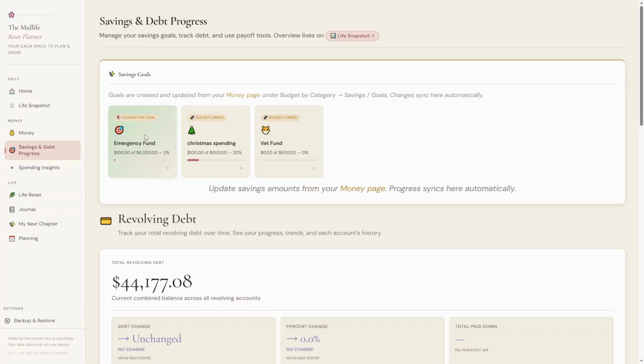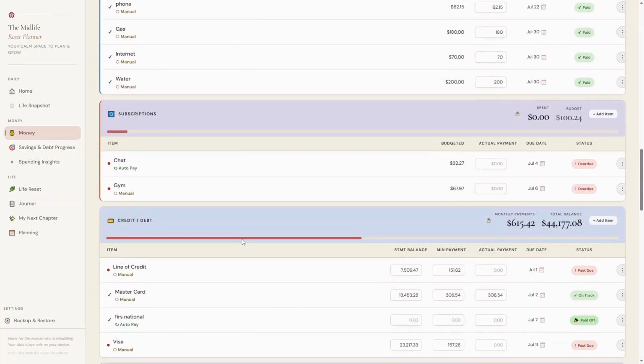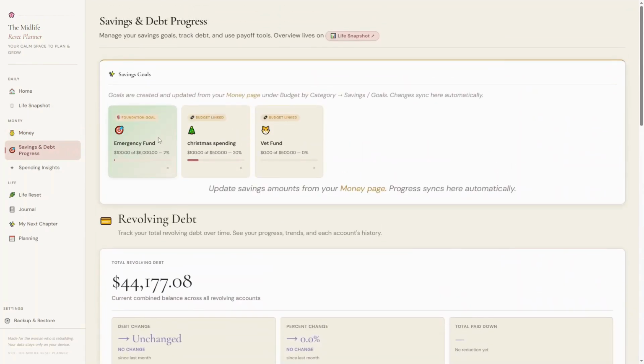These are automatically linked to the Savings and Goals section on your Money page, so there's nothing extra to set up here. Whenever you add a new savings goal, update a target, or record money you've saved on your Money page, the information shown here updates automatically.